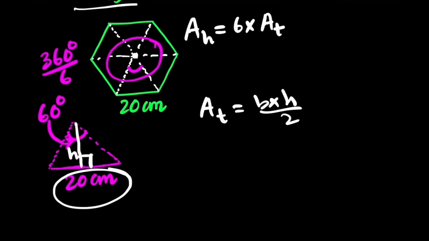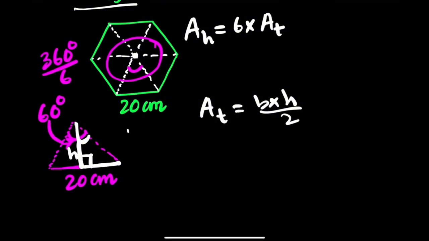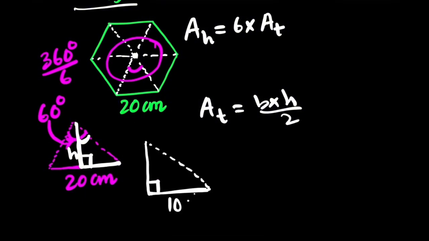So the height forms a right triangle with the base of the triangle, and the height divides this triangle into exactly 2 halves. So this side length of this right triangle will be half of 20 centimeter, which is 10 centimeter, and this angle of the right triangle will be half of 60 degrees, which is 30 degrees. So let's take out this right triangle separately. This side length of the right triangle will be 10 centimeter, while this angle will be 30 degrees, and this side length is the height of the triangle.